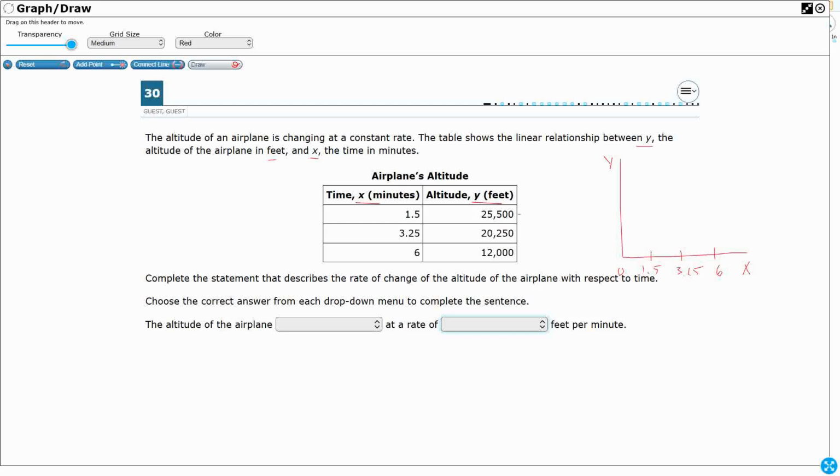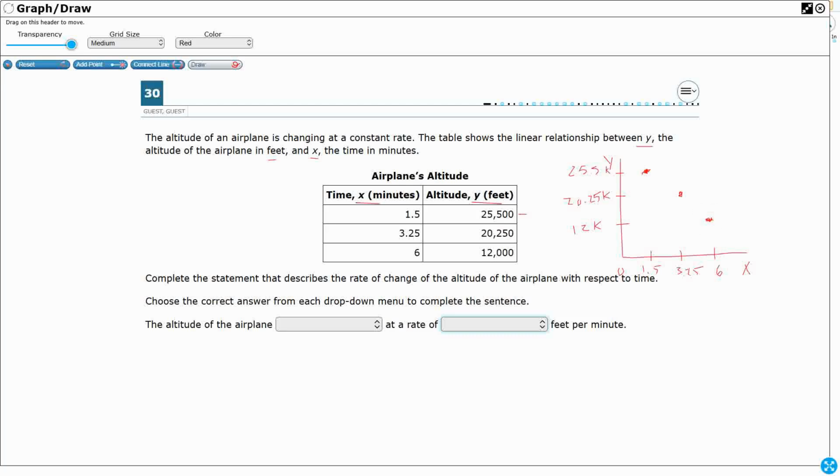And then our altitude, you notice we're going from, we'll make that the very top, 25.5 thousand down to 20.25 thousand, and then I've got a 12,000. Once again, I'm not trying to make them proportional, just trying to get our 3 points on the graph. So we're starting at 1.5 minutes, and it's the 25,500. At 3.25 minutes, now I'm at the 20,250. And then at the 6 minute mark, I'm down to 12,000.